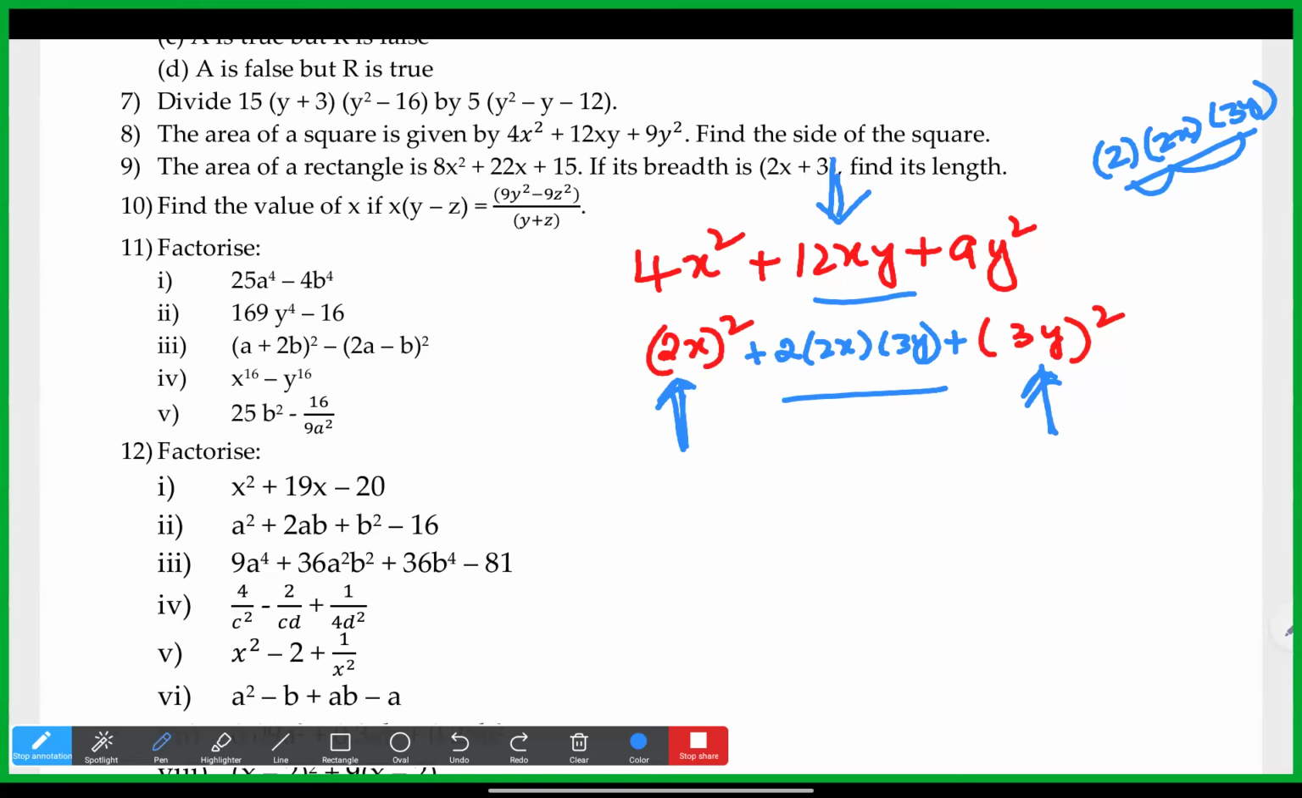Sir, but a is 2x whole square, but here in 2ab, you wrote a as only 2x. No, Pranavi, a is 2x only. Because 2x whole square will become 4x square. Okay, sorry, got it. Never mind. Yes, Pranavi.